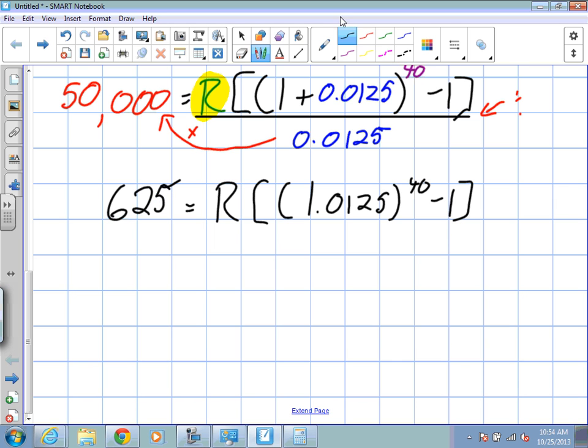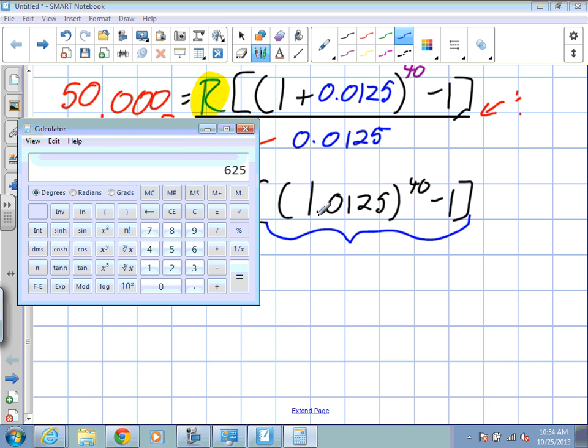The next thing we want to do is collect our like terms in this bracket. Make it one number. So we get 625 is equal to R times this bracket, which we're going to try to solve in our calculator. So we take this 1.0125 and we put it to the power of 40. And this large number needs to be subtracted by 1. So instead of writing this whole number out, I'm going to subtract by 1 and then write the decimal. So we'll subtract by 1 is equal to 0.6436. We'll go up to 4 decimal places.